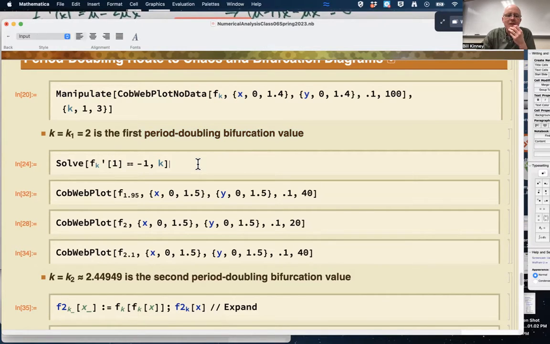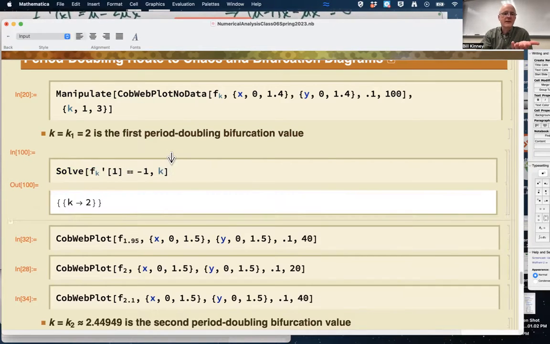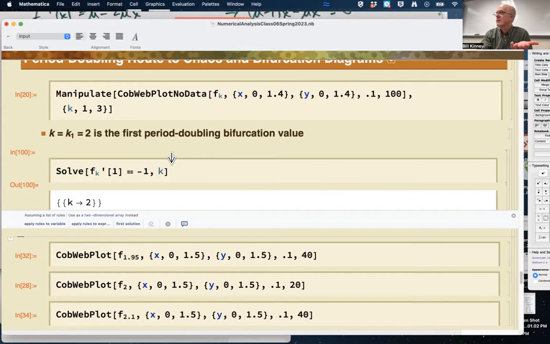What are we trying to do here? Remember, the key was what is the slope of the function at that fixed point 1? So what am I doing? I'm solving for when this derivative first equals -1. I already know the answer. K is 2, right? That's just confirming that. K is 2. That's where that first derivative, that slope, first equals -1.